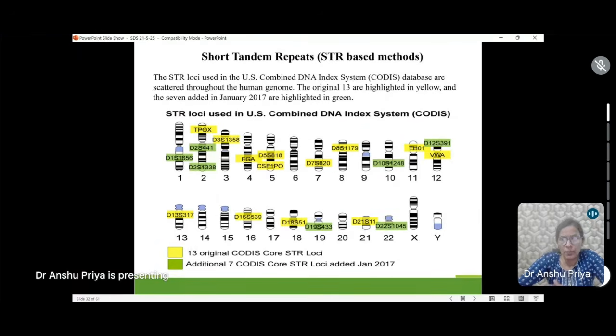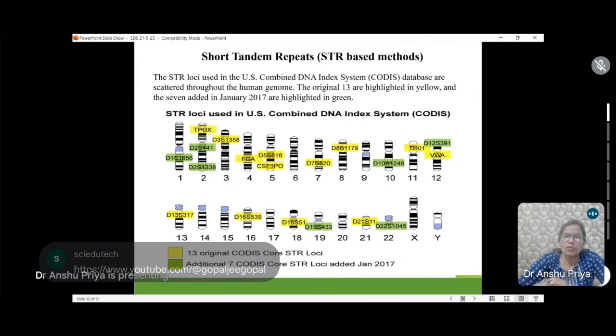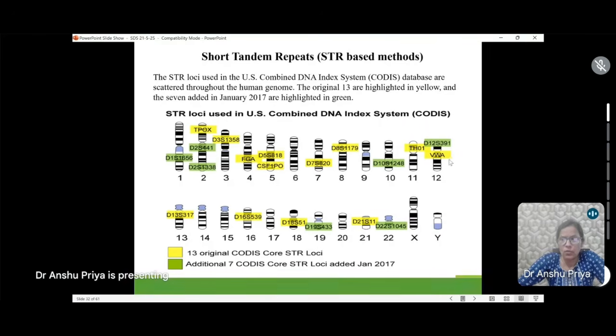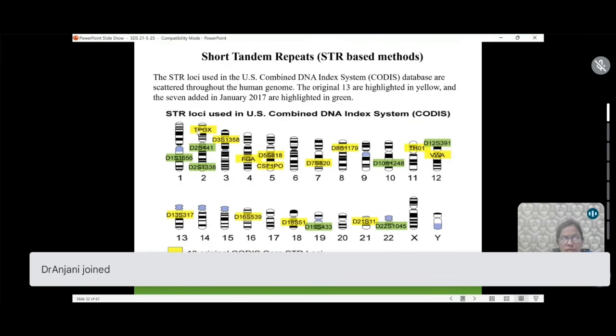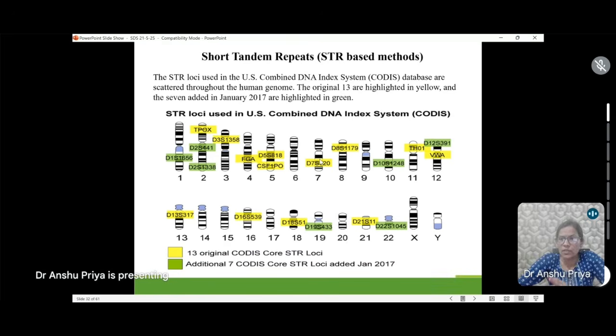STR is a short tandem repeat, and this is a PCR-based method, and we are using the CODIS database. Initially there were 13 loci. These yellow highlighted are the 13 loci. We look at the repeats at these loci by using the DNA amplification kit. In 2017, 9 more loci were added, and now the kits have 20 or more loci, and we are able to see the DNA profile.